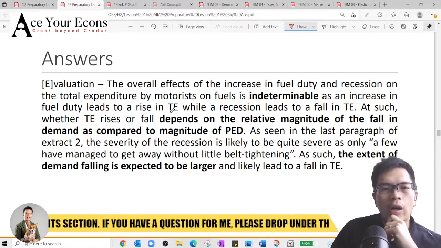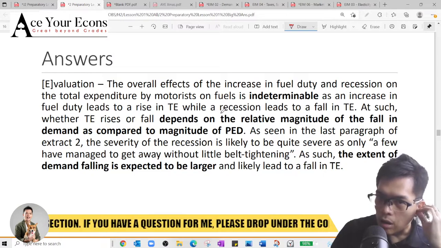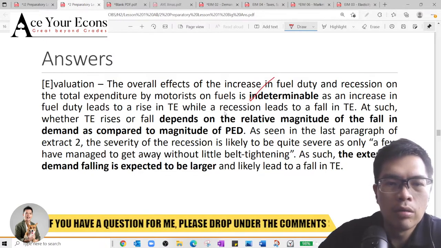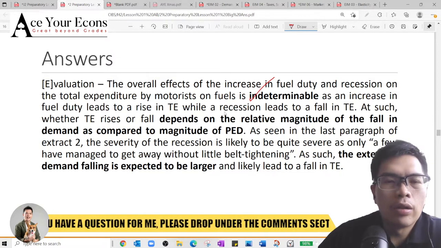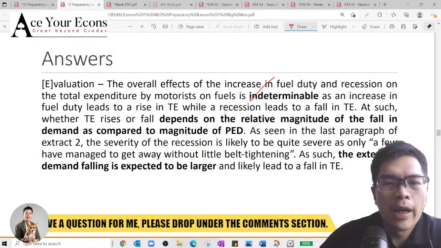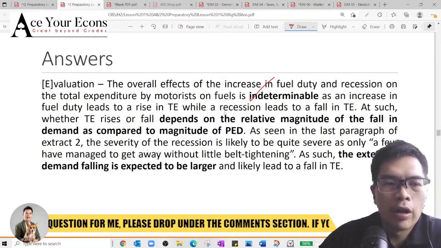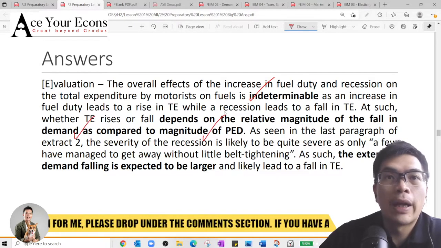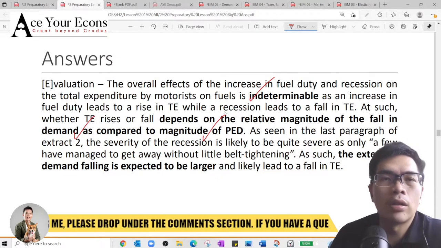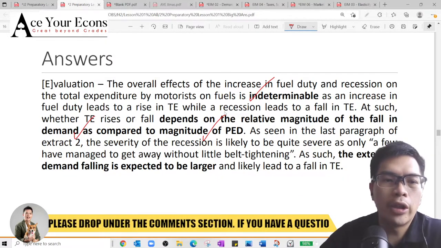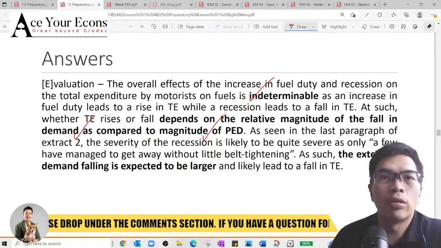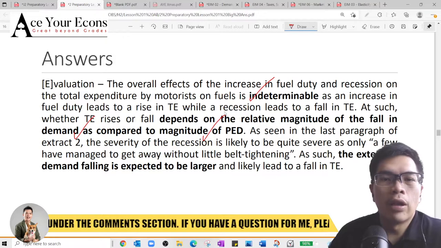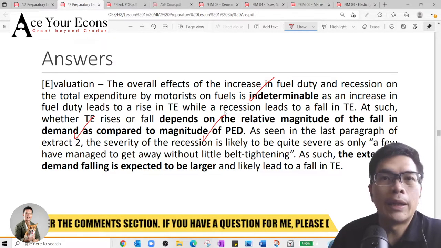Okay, so overall, the effects of the increase in the fuel duty and recession is not determinable. Whether your total spending will increase or fall depends on the relative magnitude of the fall in demand as compared to the magnitude of your PED. Not supply, I just saw somebody bring up supply. It's not correct. Supply is only used when you want to find out the equilibrium price and quantity. So if you want to look at spending, we have to look at PED.